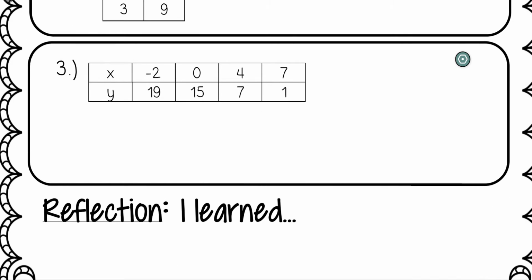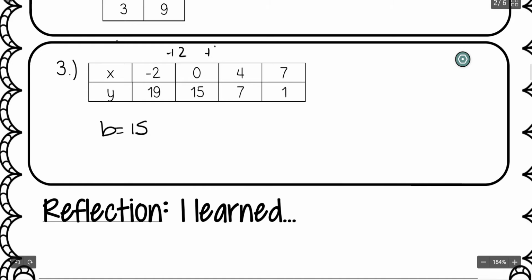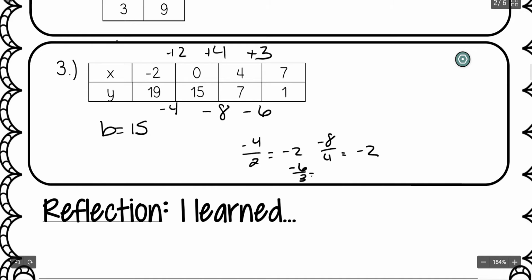Okay, we know that our b is 15. Our x values, we're adding 2, adding 4, adding 3. So from 19 to 15, we are subtracting 4. We're subtracting 8. And we're subtracting 6. So negative 4 over 2 is negative 2. Negative 8 over 4 is negative 2. Negative 6 over 3 is equal to negative 2.